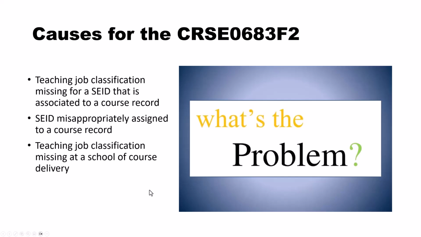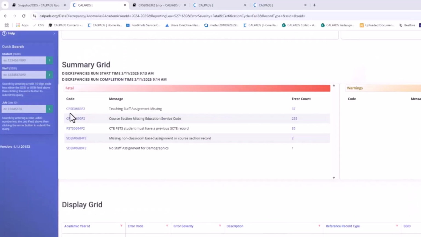So what are the causes for the CRSE 0683F2 error? The teaching job classification is missing for a SEID that has an associated course record. A SEID is inappropriately assigned to a course record, or a teaching job classification is missing at a school of course delivery. So now that we know the potential causes for a CRSE error, let's look at a demonstration for identifying the error and resolving one. So we're going to look at this CRSE 0683F2 error, teaching staff assignment missing.